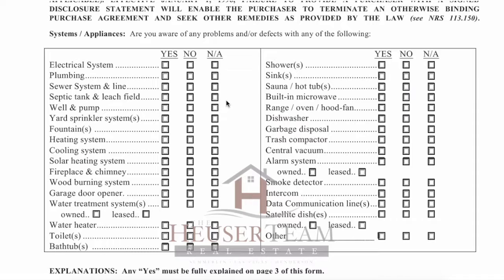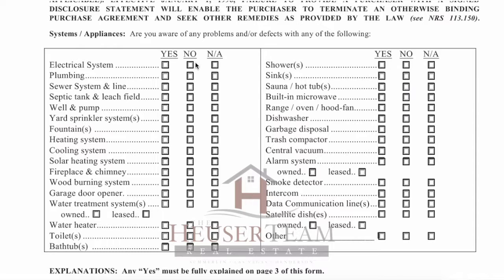So again, this has a not applicable category. If this property does not have a septic tank, then you would put NA, you would not put no. So yes indicates that the system exists. In other words, there is an electrical system and there is a problem with it. Or no would be there is an electrical system but there is no problem with it.